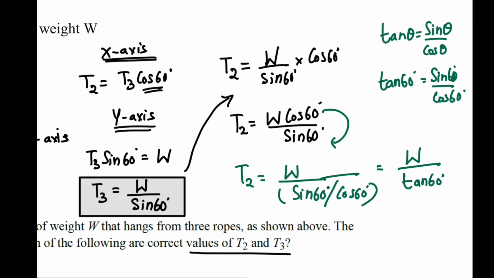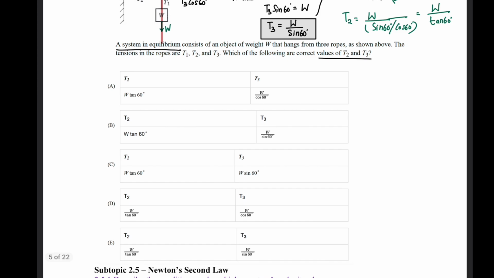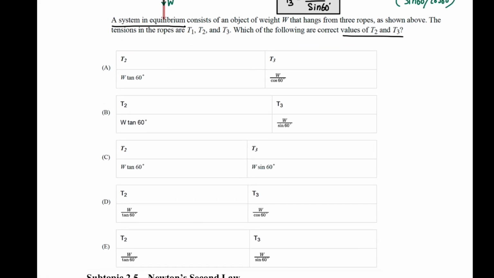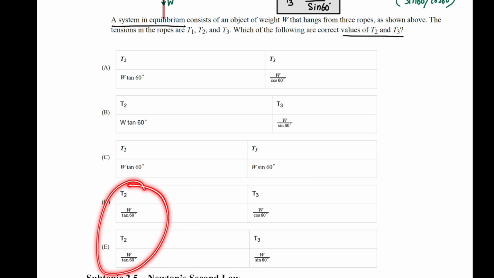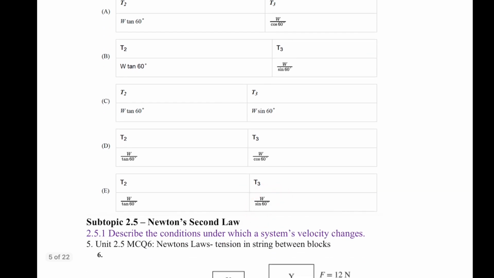You can bring cosine 60 down. Think of it as if you're dividing up by cosine 60 and down by cosine 60. So cosine 60 and cosine 60 in the numerator will cancel out. So you'll have nothing in the numerator, but in the denominator you will have sine 60 over cosine 60, which we can replace by tan 60. Okay, so now let's check: T2 equals W over tan 60, which is here, and T3 is W over sine 60, which is this last one. So that means our answer is E.